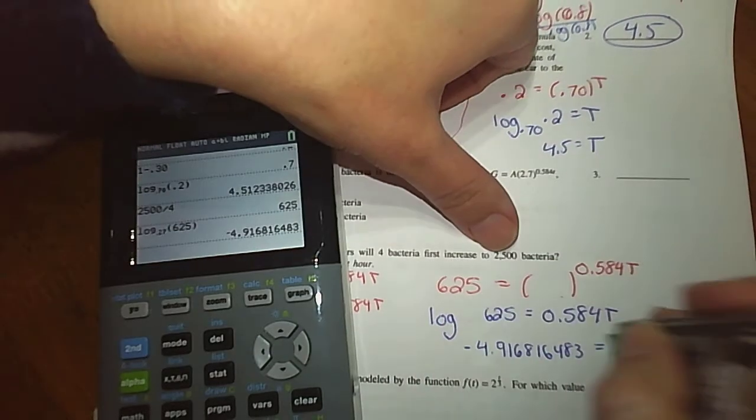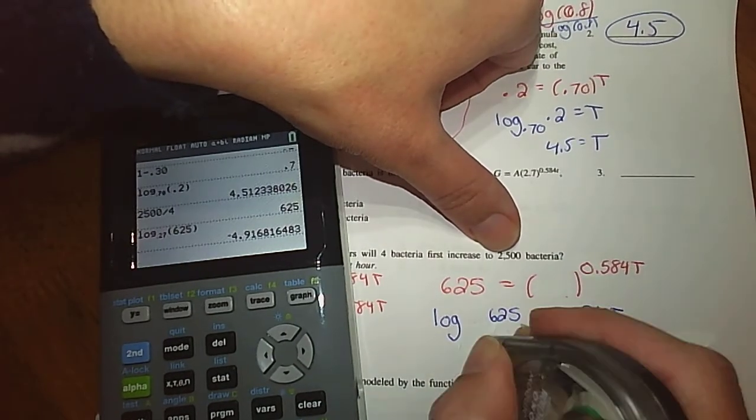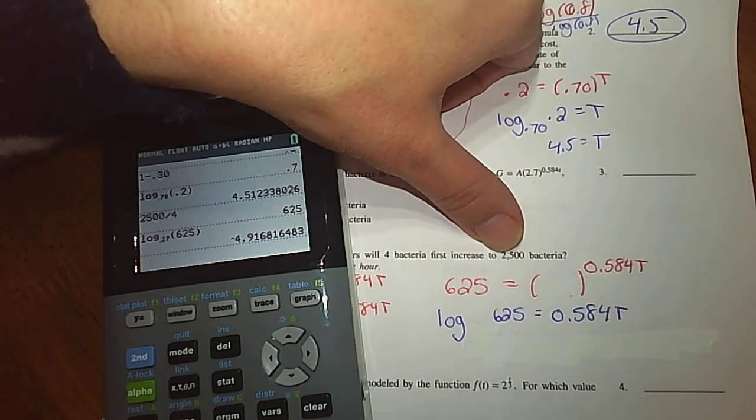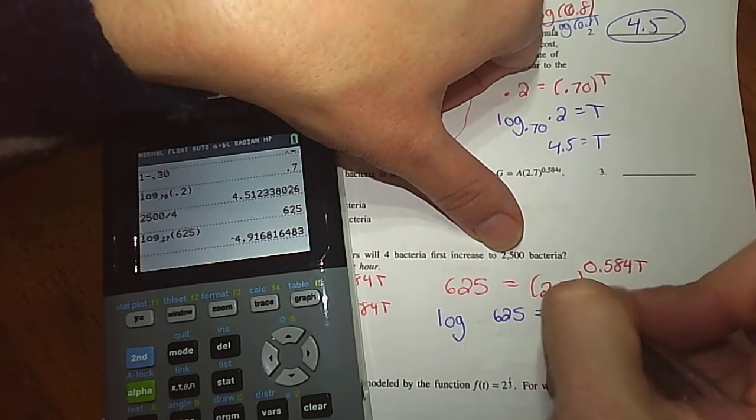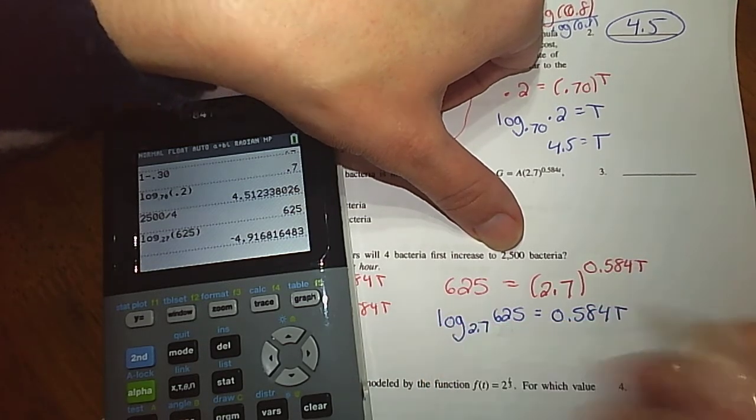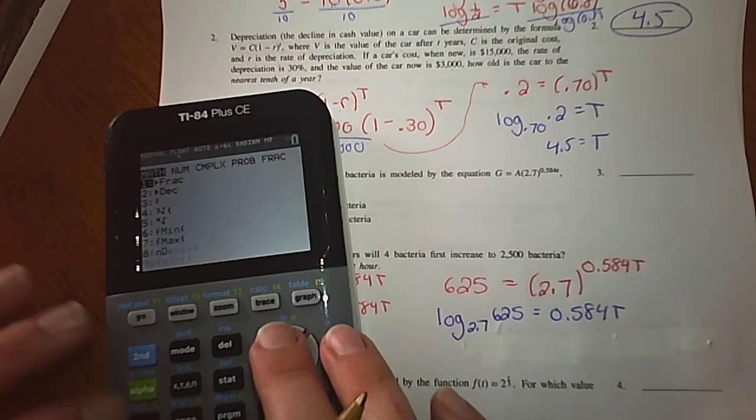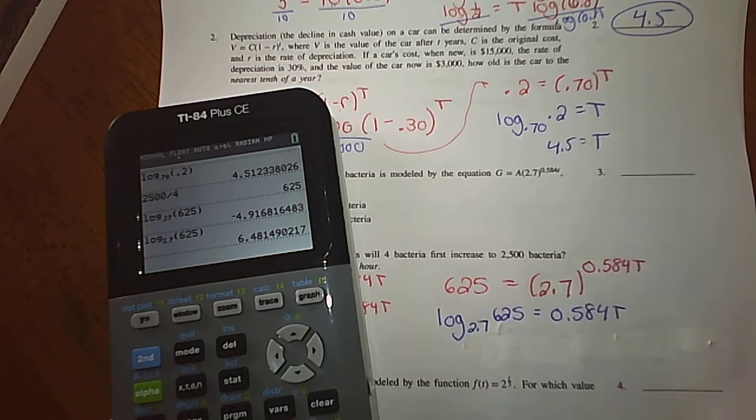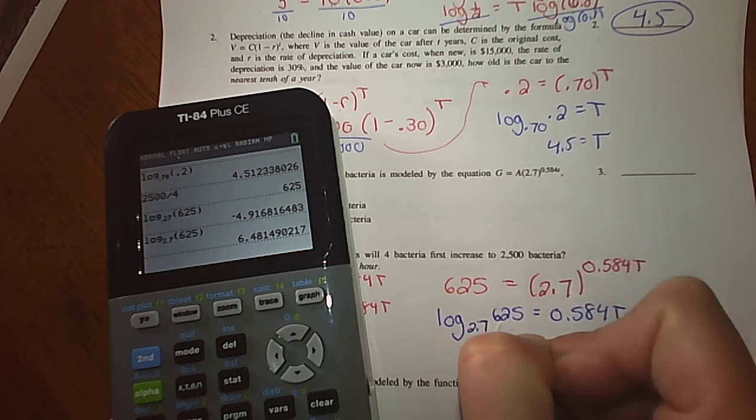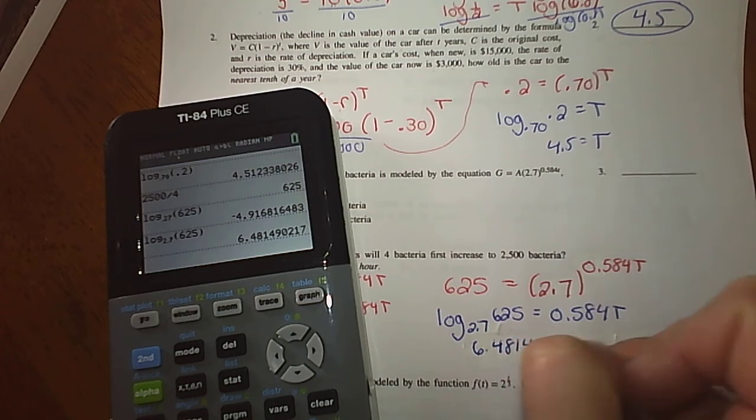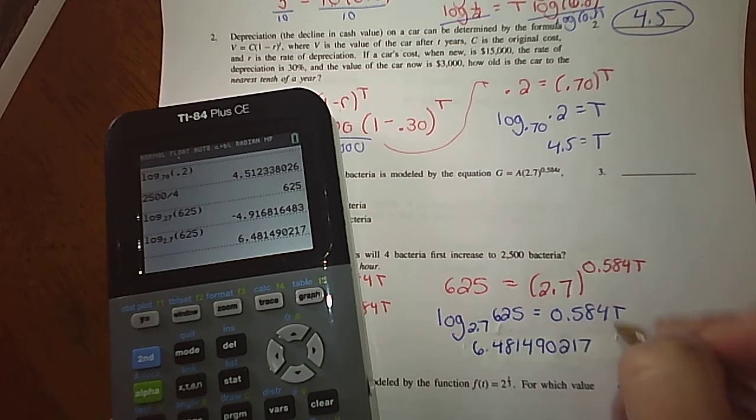Now, one of the reasons why I knew the answer was off, and this is how you guys can check yourself, I got a negative number. And you can't have negative time. So that's how I knew something was amok, and I went back and looked. So now I'm just going to re-enter it. Math, log 2.7, 625, and that's better. That gives me 6.48149. So I'm not going to round it yet. I don't round it to the very end.